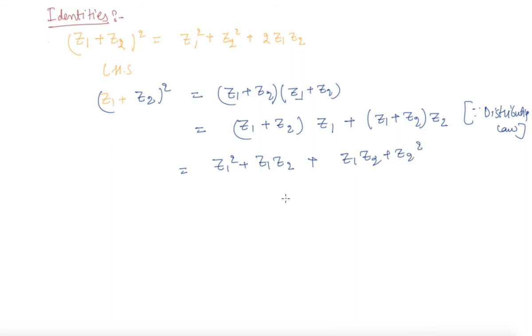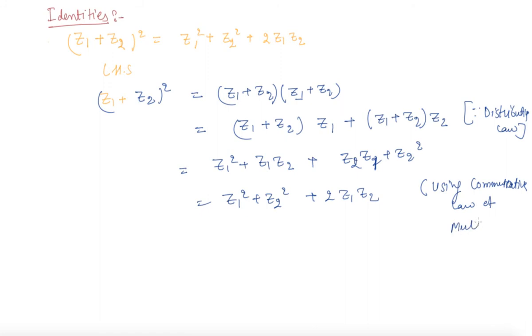So now using the commutative law, it is coming out to be z2 z1, and z2 z1 is also equal to z1 z2. I can write z1 square plus z2 square plus 2 times z1 z2, using the commutative law of multiplication. Okay students, so this is the first formula.